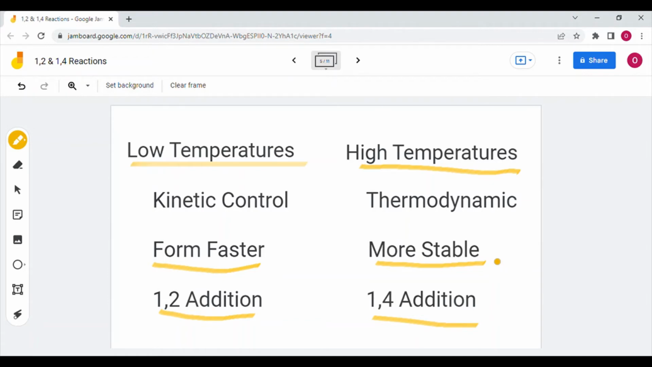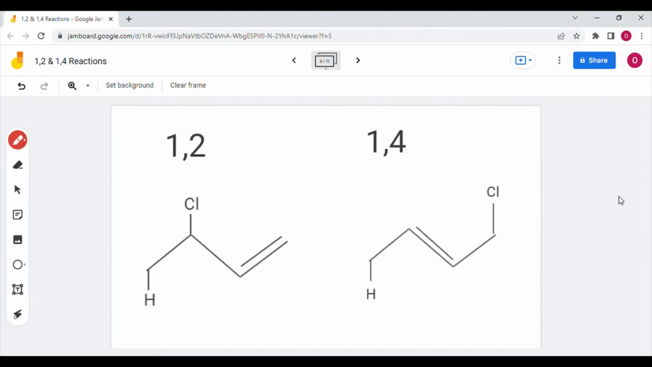And lastly, remember that in the cold conditions, it is called the kinetic control, because kinetic means time or fast. Conversely, high temperatures is called thermodynamic, because it is going to form the more stable product. So as you can see from the previous problem, here is the example of the 1,2 product, whereas this is the 1,4 product.